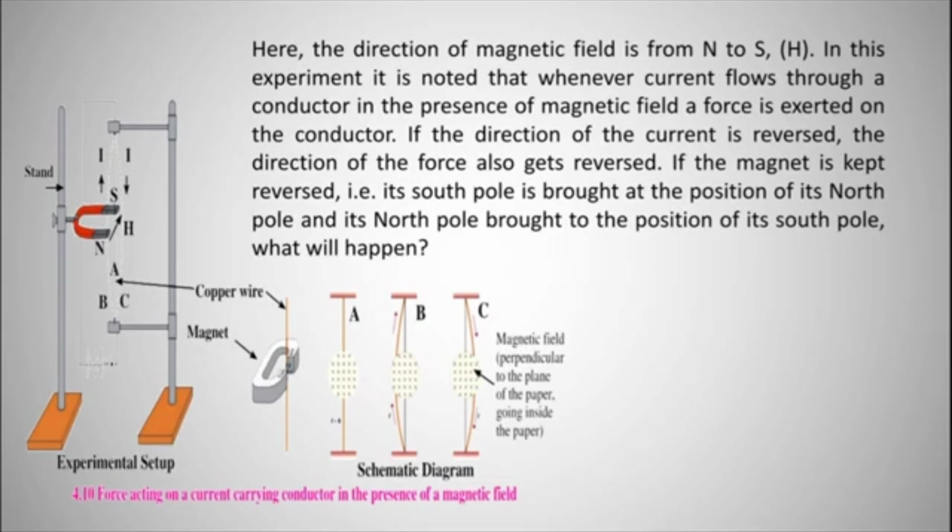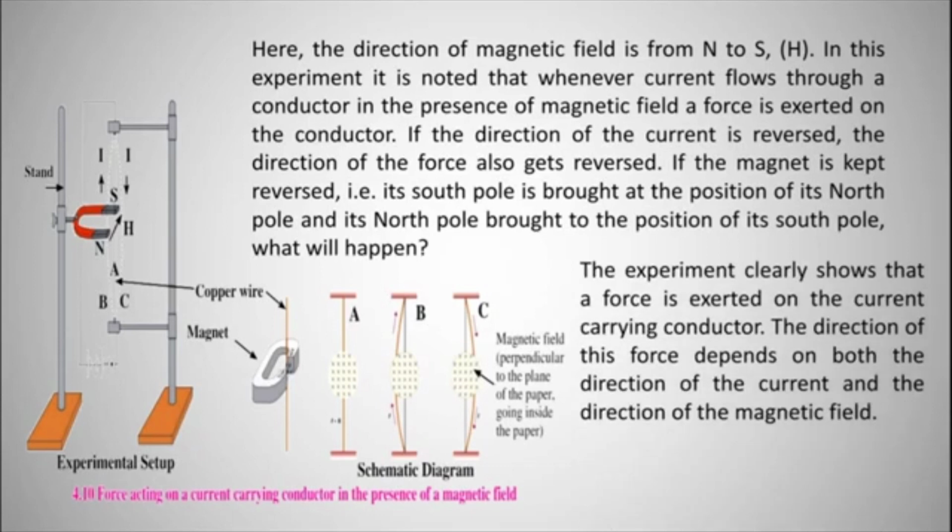If the magnet is kept reversed, that is, its south pole is brought at the position of its north pole and its north pole brought to the position of its south pole, what will happen? Well, the experiment clearly shows that force is exerted on the current carrying conductor, and it is seen that the direction of the force depends on both the direction of current and the direction of magnetic field.